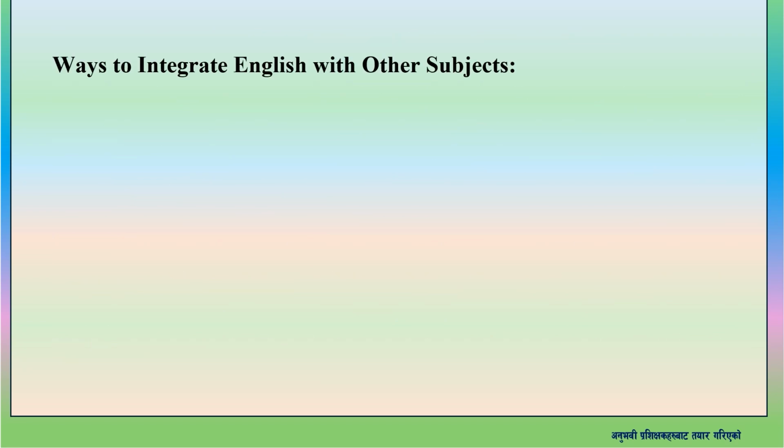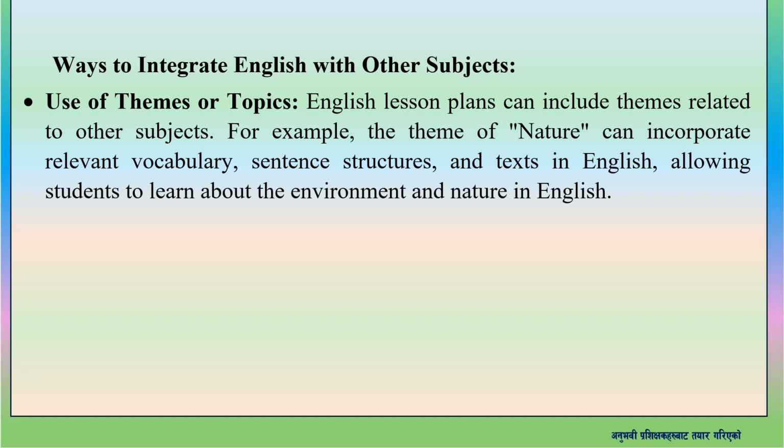Ways to integrate English with other subjects. The first one is use of themes or topics. English lesson plans can include themes related to other subjects. For example, the theme of nature can incorporate relevant vocabulary, sentence structures, and text in English, allowing students to learn about the environment and nature in English.